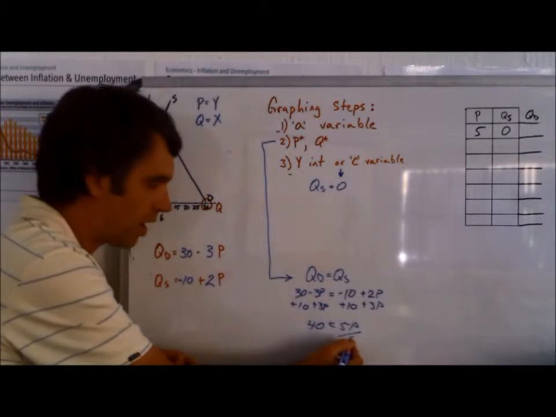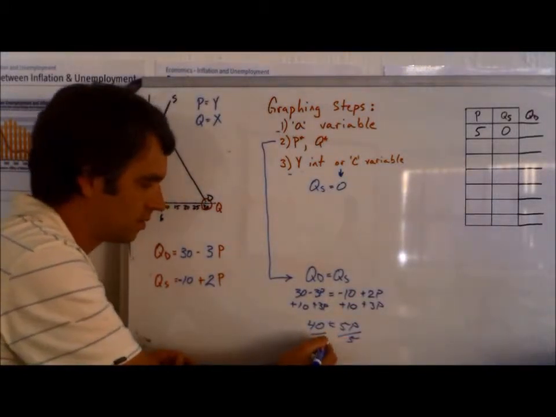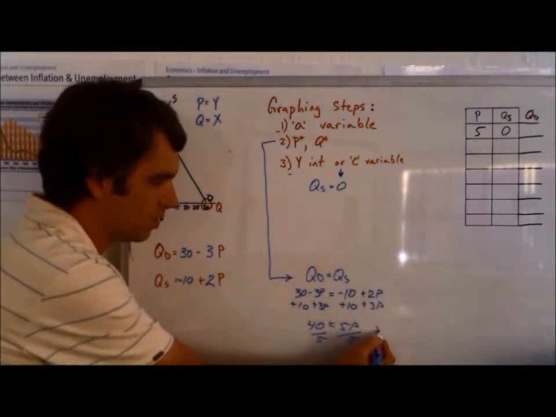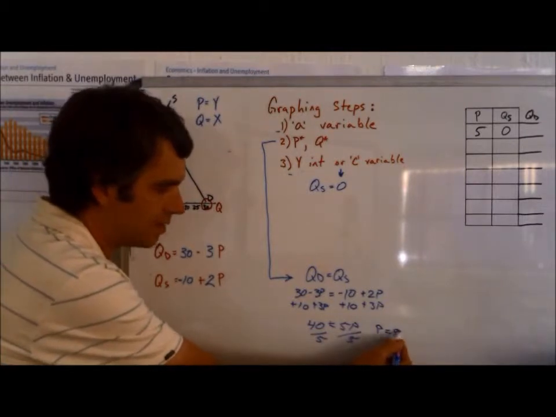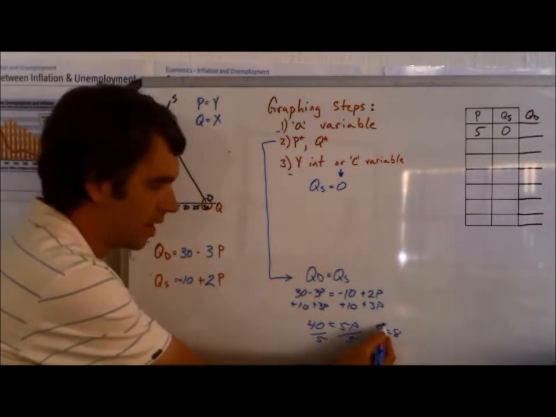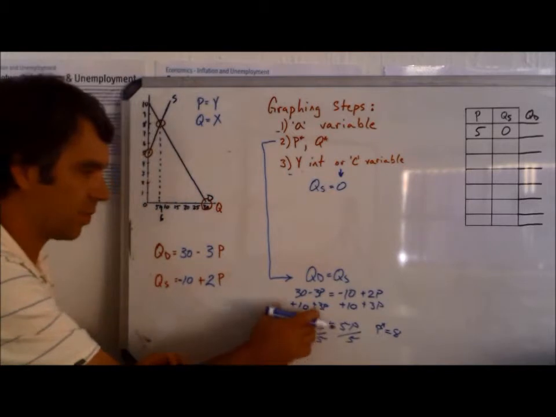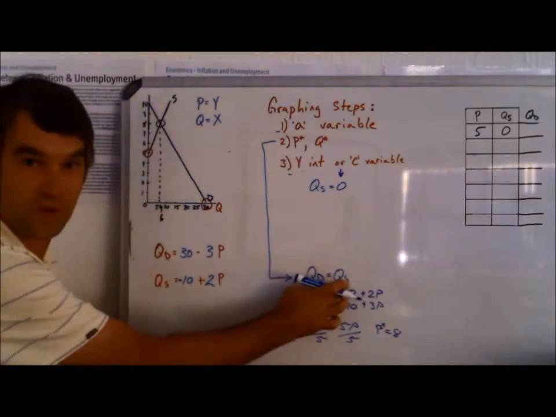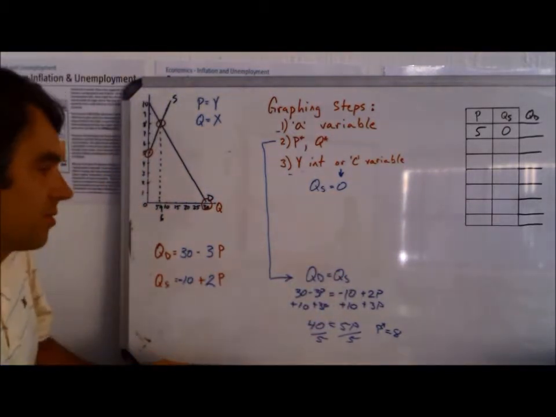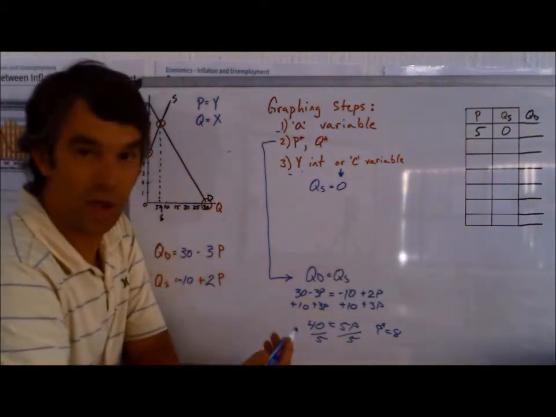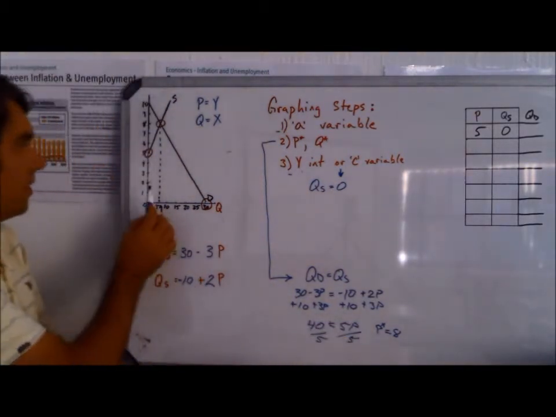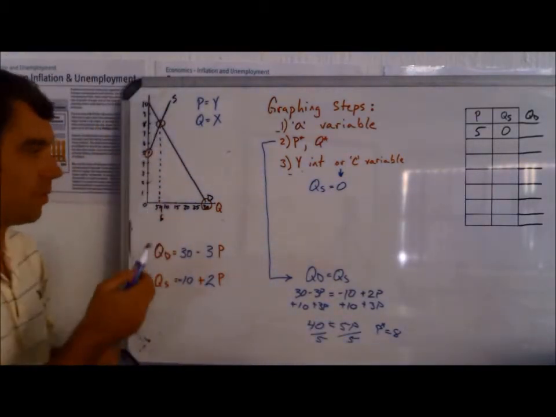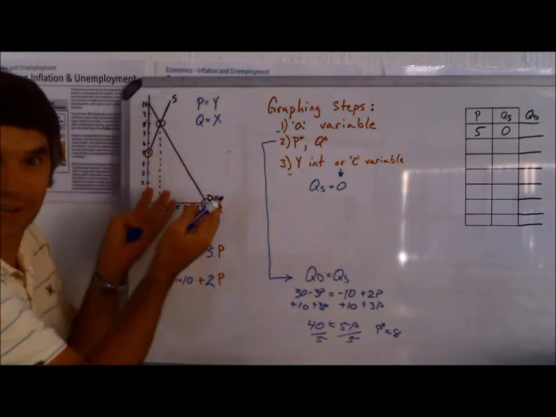Now we need to solve for price. So price is equal to 8. And this isn't price anymore, now it's P star, because it's the price for QD and it's the price for QS. So it's an equilibrium price. We're not quite finished. We know that this is 8, and then we can confirm that up here. But remember, we're actually trying to draw this, so we don't know that yet.